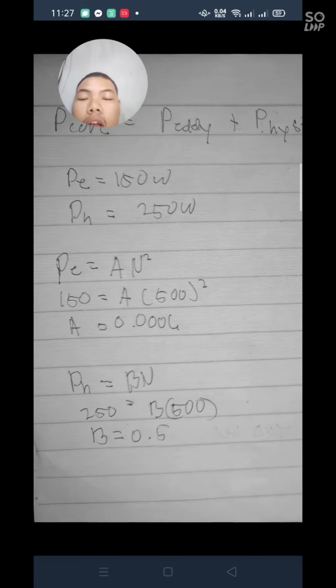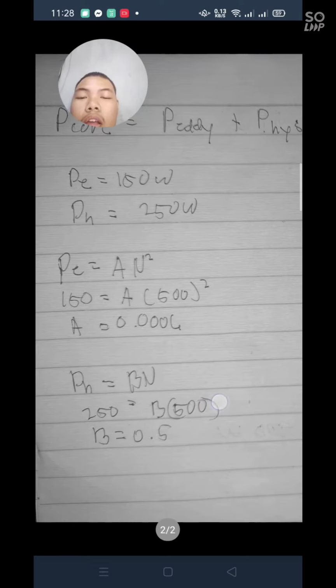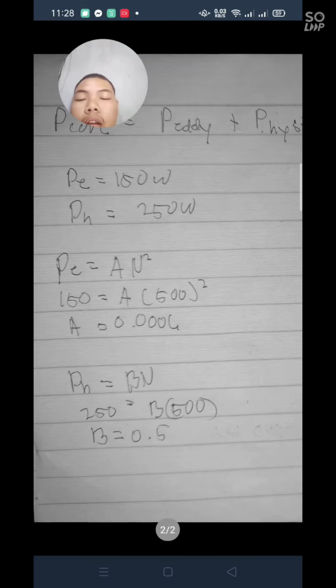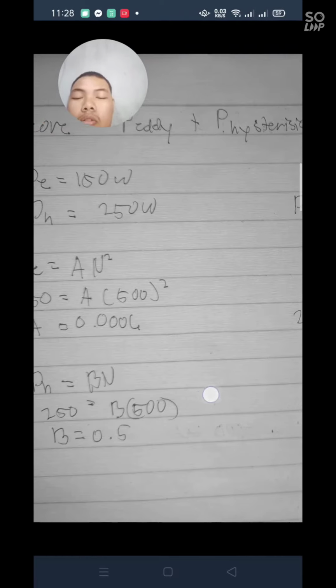So let's find A. To find A, we need P eddy equals AN squared. So P eddy is 150, so 150 equals A times 500 squared. So A equals 0.0006. Then for B, P hysteresis equals BN. So P hysteresis is 250 and equals B times 500. So B equals 0.5.